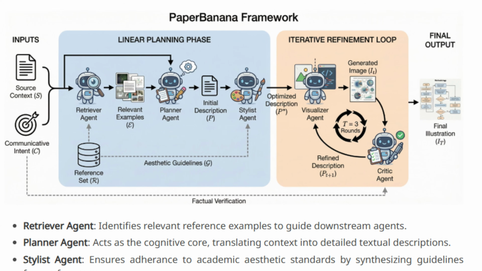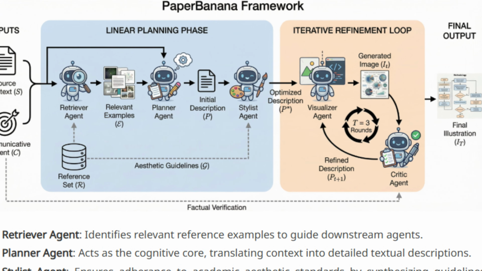So I want to talk about a new paper from a team at Google and Peking University, and it is called PaperBanana. I know the name sounds very similar to Nano Banana, but what it really does is it generates publication quality diagrams from plain text descriptions.